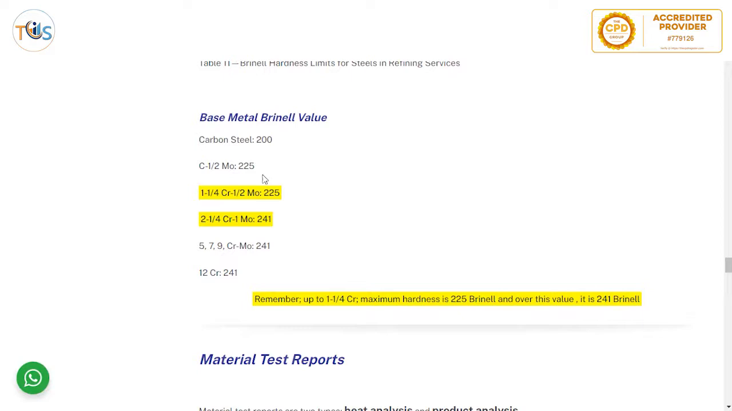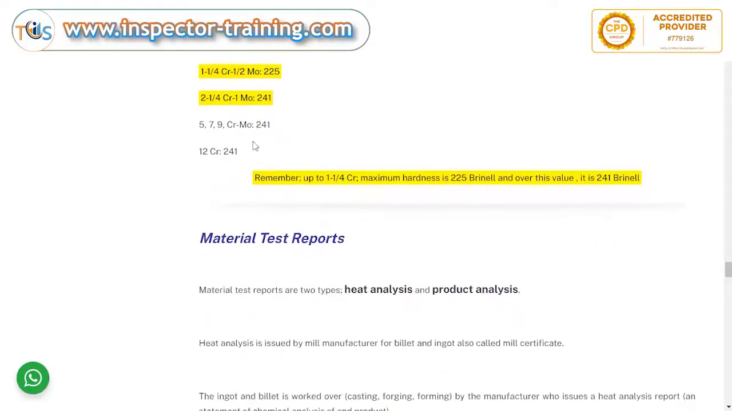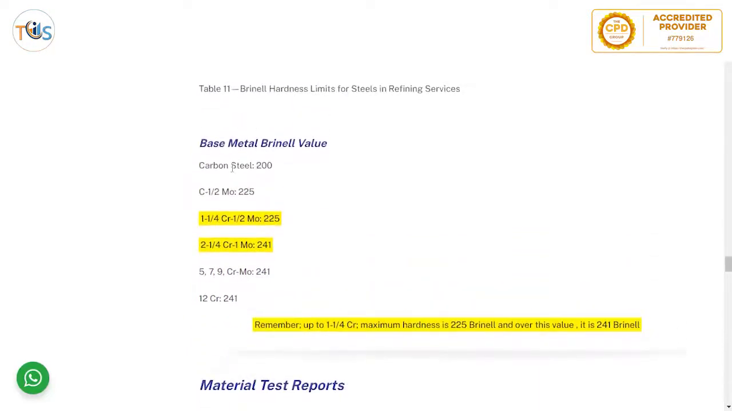the hardness limit is 200. For 1¼ chromium ½ moly is 225, and ½ chromium ½ moly is 225, and 2¼ chromium 1 moly is 241, and 5 chromium or 9 chromium moly is 241, and 12 chromium is 241, the rest are 241. So as you can see, unfortunately, you need to remember this, the hardness limit.